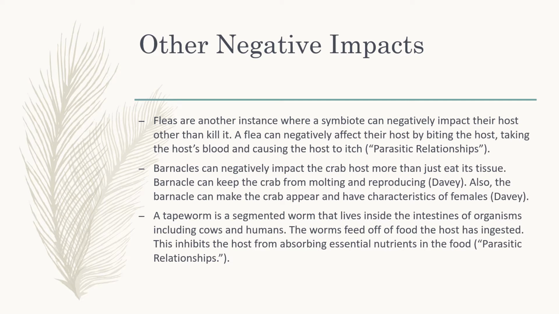An example of this pertains to barnacles and crabs. Barnacles can negatively impact crabs in more ways than just eating their tissue. Barnacles can keep crabs from molting and reproducing. Also, barnacles can make crabs appear and have characteristics of females.